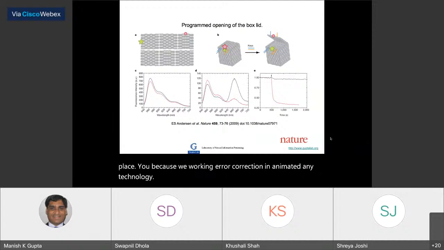People have also created a programmed opening of a boxed lid. A box is created which you can open by instructions from outside, using some sort of keys. Now this box can be used to put a drug molecule and transport it to a specific location inside the body. So a lot of futuristic applications are possible. This paper appeared in 2009 in Nature.